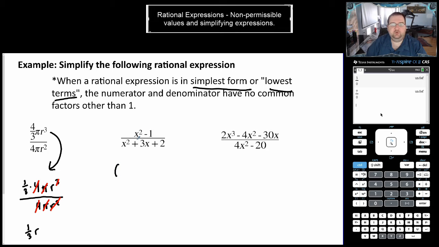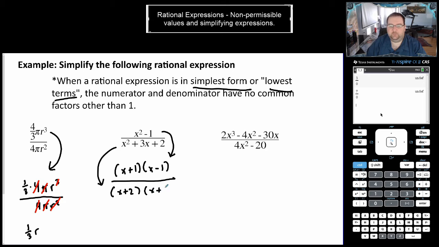So we'll start with the numerator. Can we factor this numerator? Yes. (x plus 1)(x minus 1). Can we factor the denominator? Yes. (x plus 2)(x plus 1).